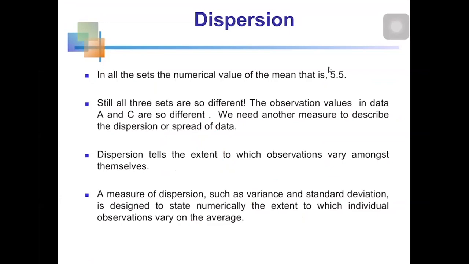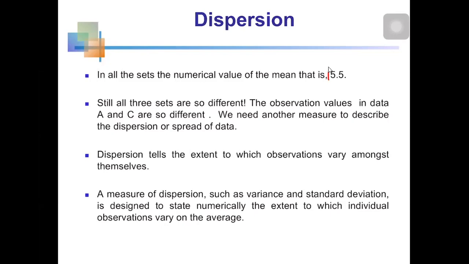So dispersion. If you look at the three data sets, in all the sets, the numerical value of the mean is 15.5. Still, the three sets are so different. The observation values in data A and C are so different. We need another measure to describe the dispersion or the spread of the data.